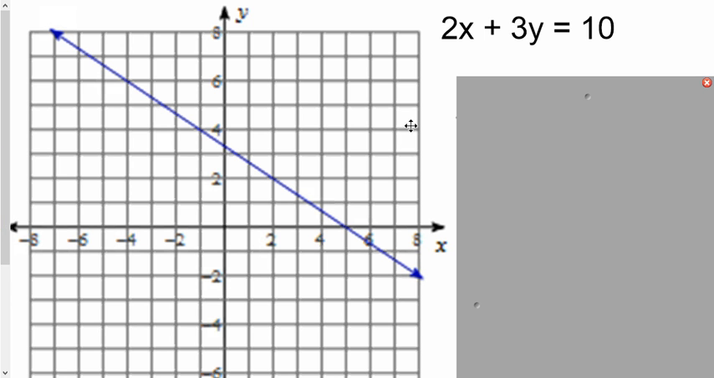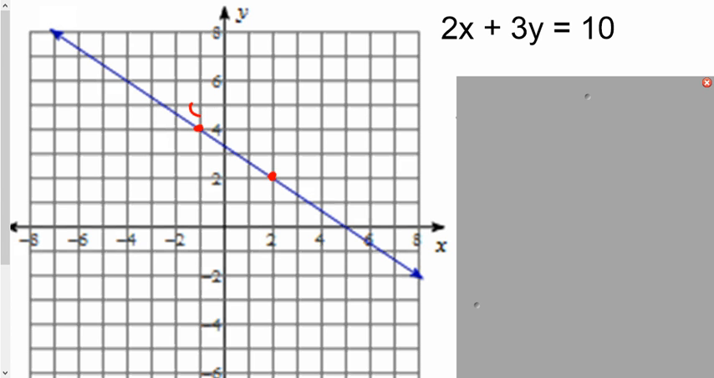Well, let's take a look at 2x plus 3y equals 10. If we were to graph it, it should look exactly like this. I kind of cheated, plugged it into a graphing generator, gave it the equation, and then suddenly I was able to see where the line would come up.